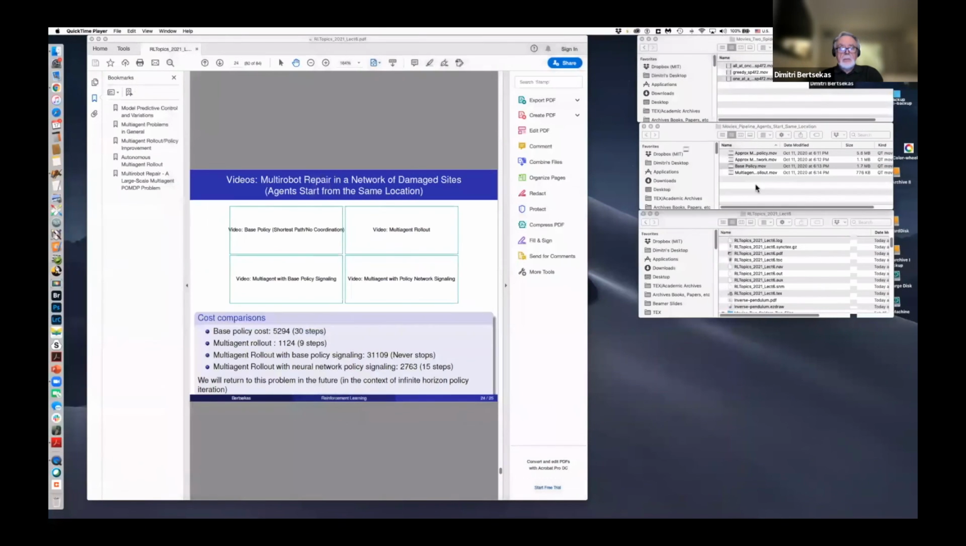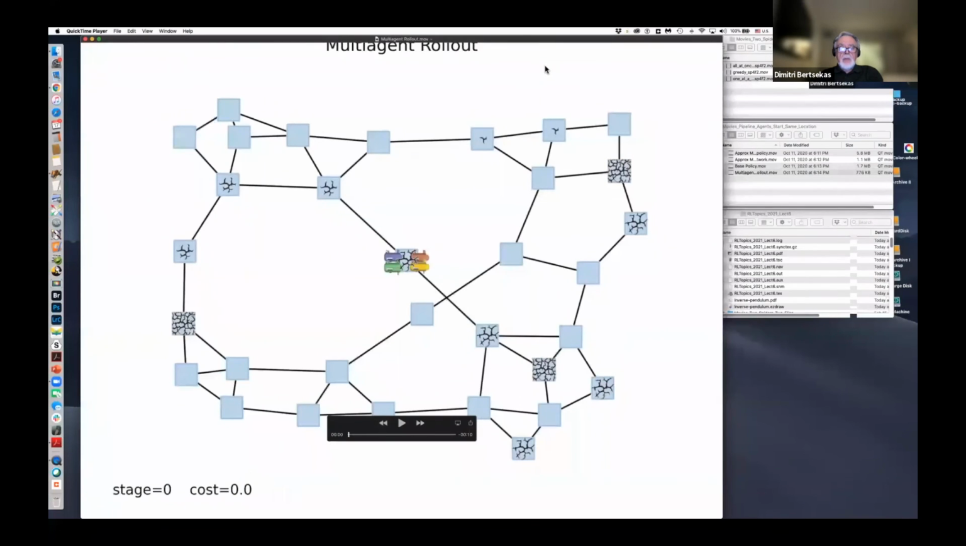Let's look at the multi-agent rollout without signaling. Okay, so now all of them start at the same location, but they tell each other what they're doing. So we expect to see the robots splitting up, like robot number one says, well, I'm going to go this way, you go some other way. And all this information is passed around and they intelligently divide their tasks among themselves and spread out throughout the pipeline. So there you see, some of them go one way, some of them split off, and pretty quickly, after 9 stages, they have cleaned up the pipeline, and the cost is much lower.